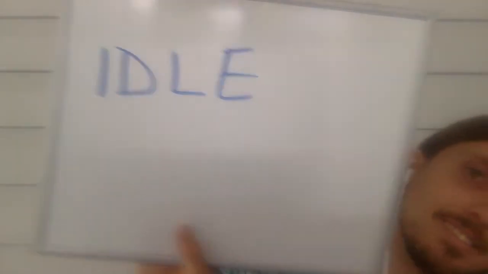I-D-L-E. Idle. All right, there is another word in English, idle, spelled differently. I'm not going to talk about that word today, but idle, this word, I-D-L-E, is the idea of being passive, not really acting, not really doing anything, or being stagnant, being in one place.